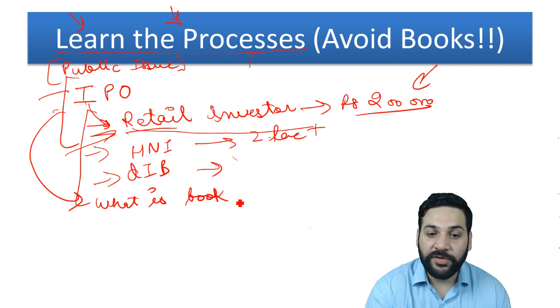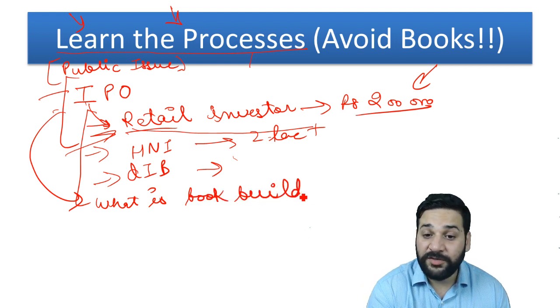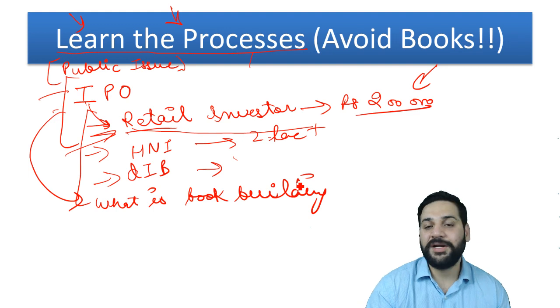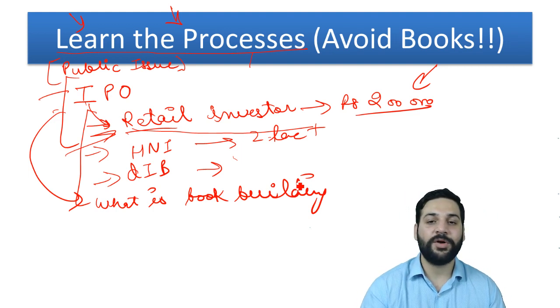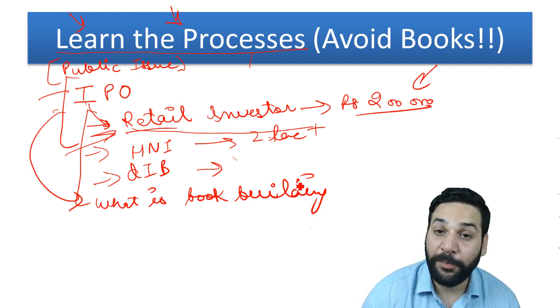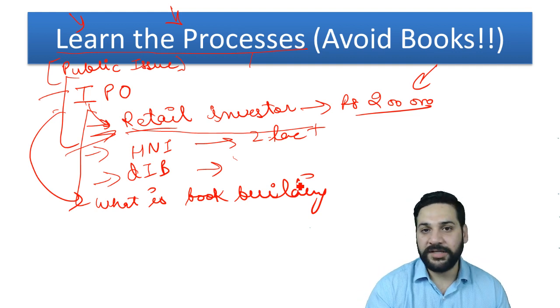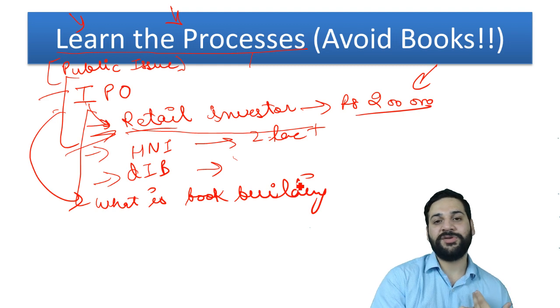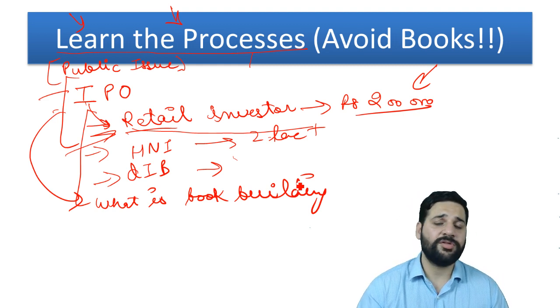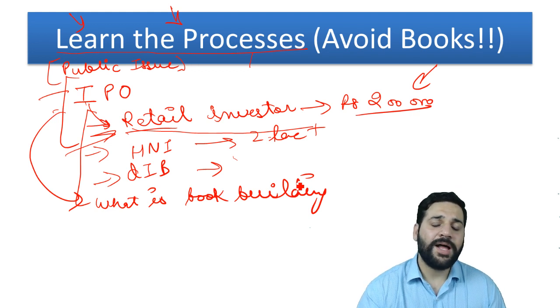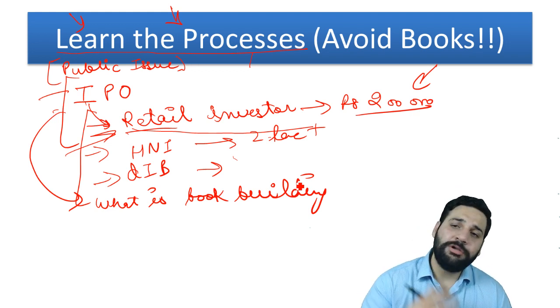What is the process of book building? You should be aware of this process. How is the price determined? What is the lottery system in book building? Who are QIBs? That is really important. In case you are reading the chapter on depositories, who are depositories? What is the difference between a depository and a registrar? That's really important. You need to learn the processes.